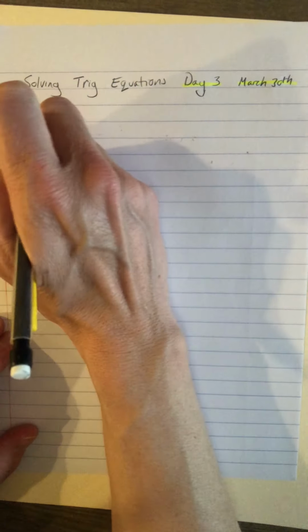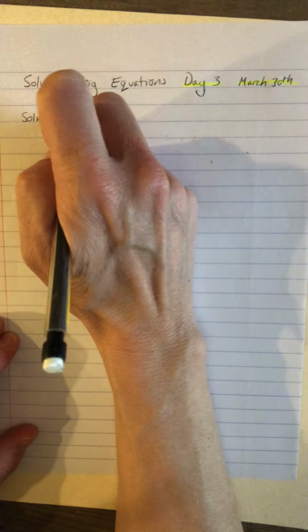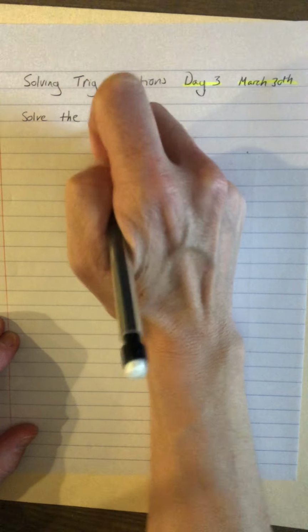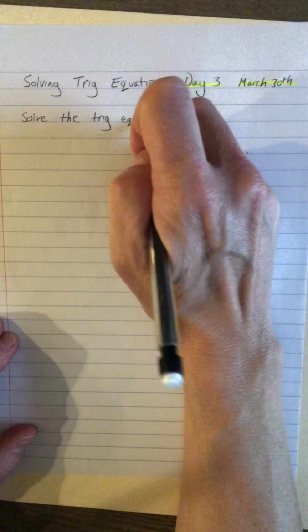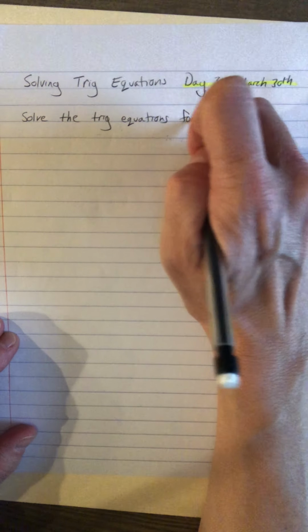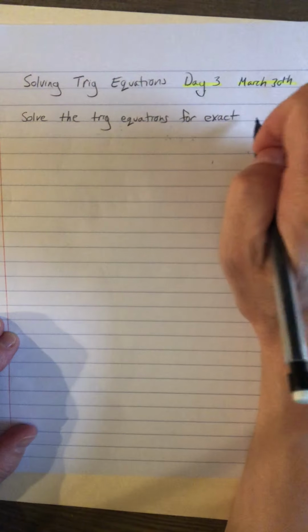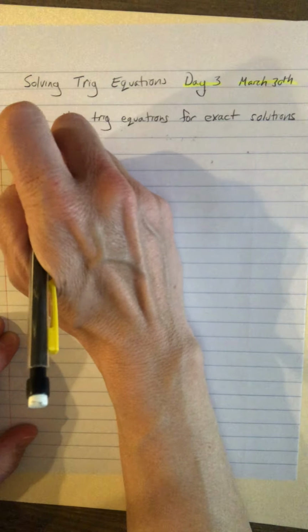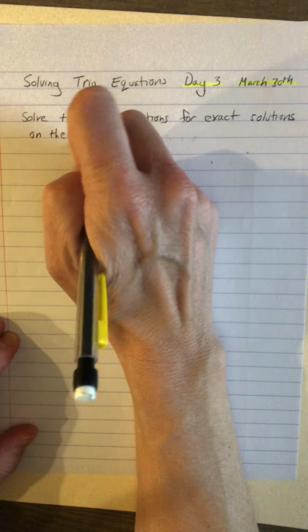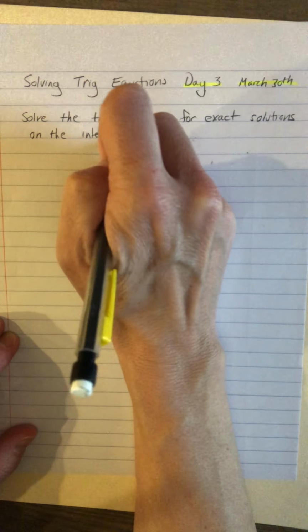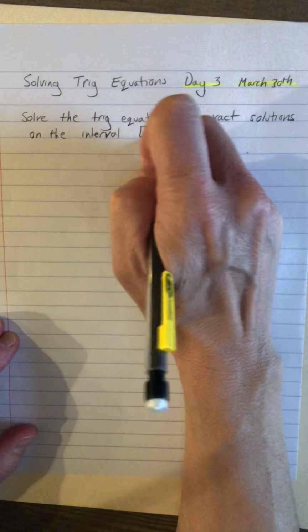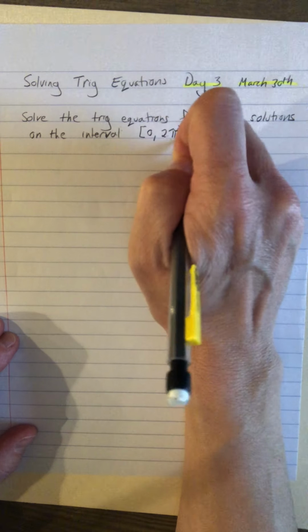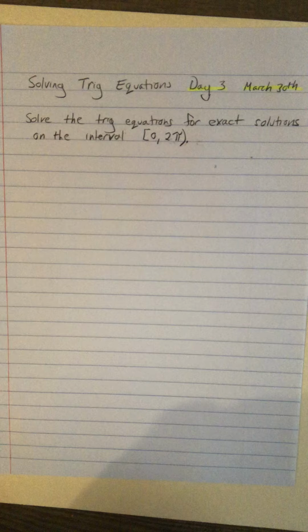Now, our directions are going to be the same as last week. We're going to be utilizing our unit circle, so we are going to solve the trig equations for exact solutions on the interval 0 to 2 pi. Now what that means, exact means that we're not using any decimals.